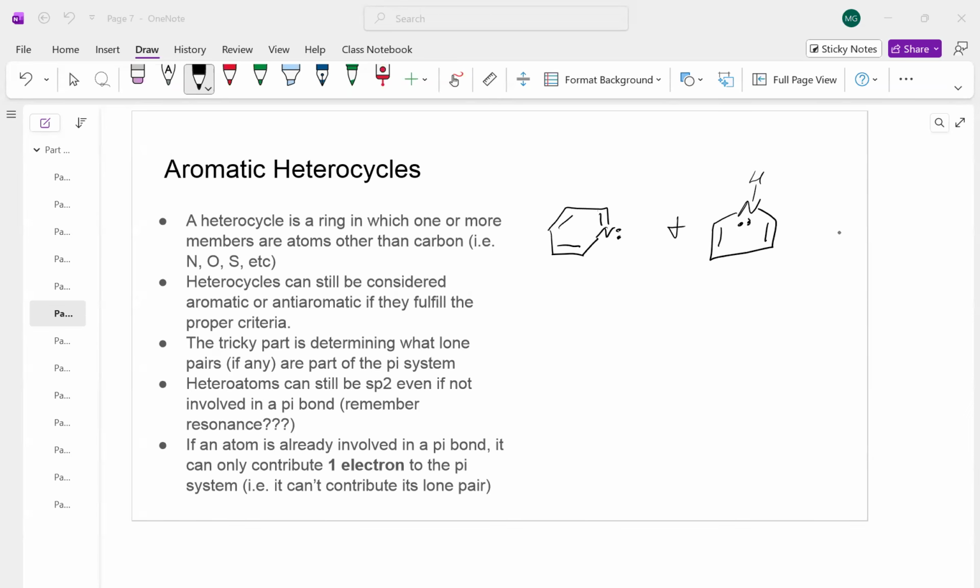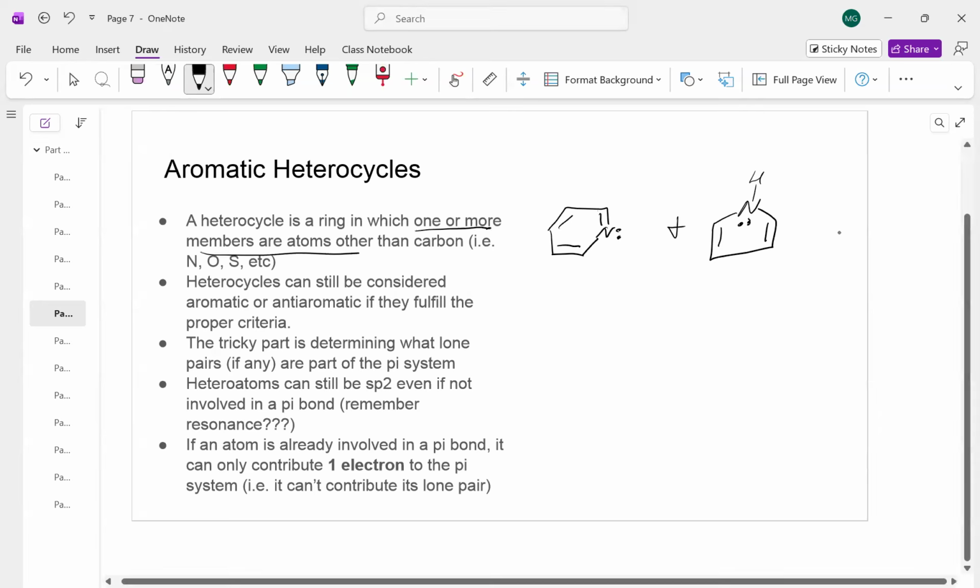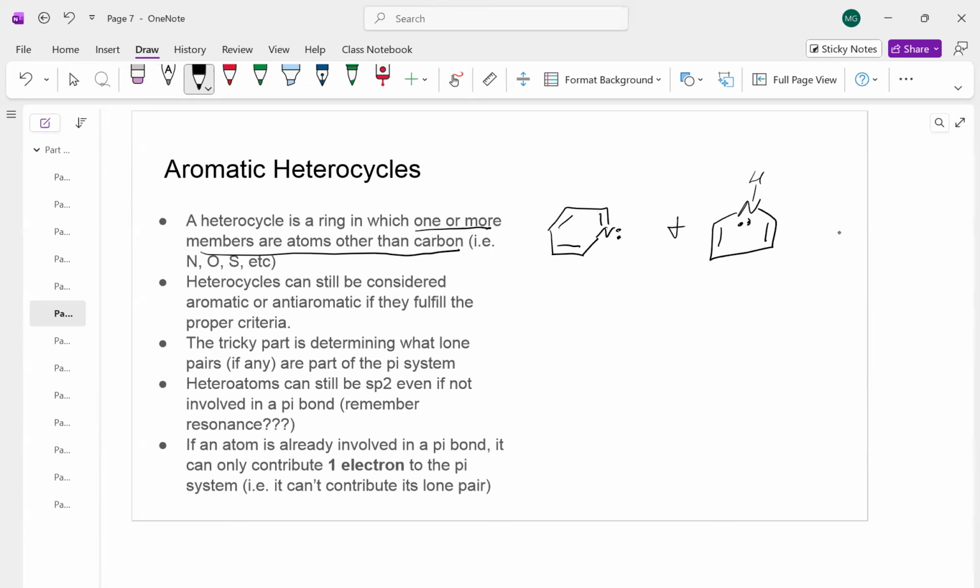What I want to spend a little bit of time on is talking about heterocycles. And these are compounds in which one or more members of the atoms are something other than carbon. Most commonly, that's going to be nitrogen, oxygen, sulfur. There are some other ones out there, but those are the most common ones we see in OChem. And again, if we were to replace one or more carbon atoms with something else, that's a heterocycle.